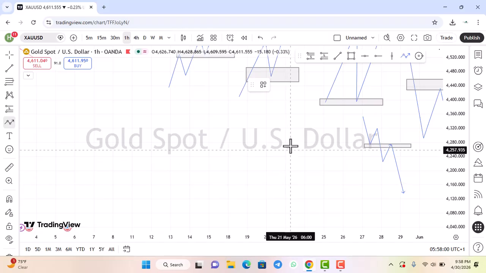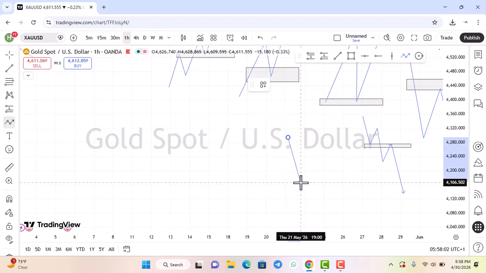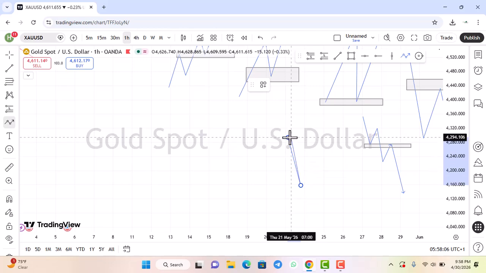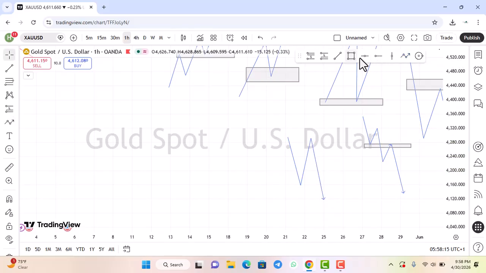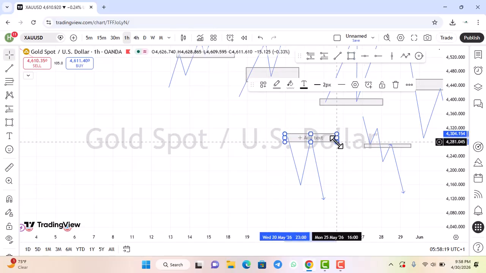Okay, we have price expand to the downside. After expanding to the downside, then what? Price reverses back to the other block, then continues to expand to the downside, giving us what? A retracement. All right, so this is our other block here.